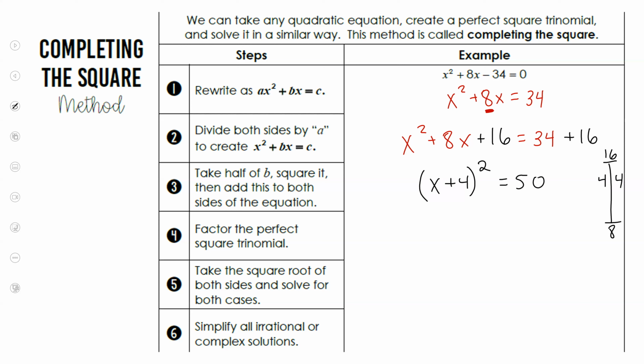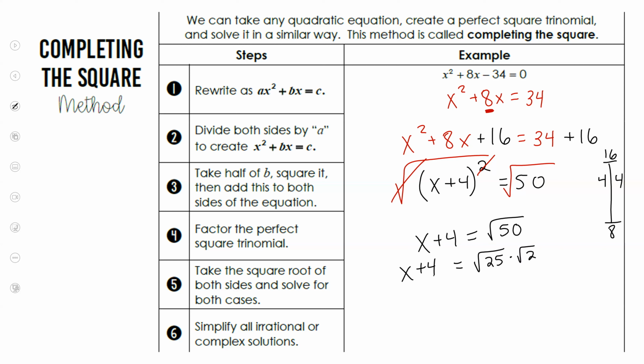And then we'll just solve like we're used to doing. I'm going to take the square root of both sides. So square root this side and square root this side. So we'll get x plus 4 equals the square root of 50. I can break this into the square root of 25 times the square root of 2, because 25 times 2 is 50.